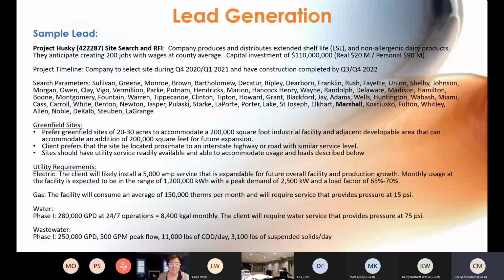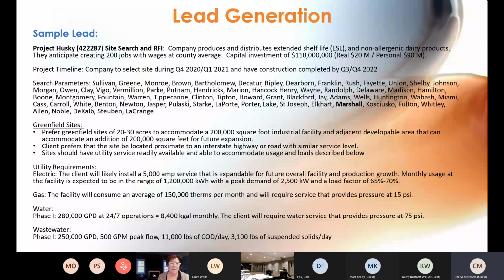So I wanted you all as elected and appointed leaders to see what an actual lead that comes into your LEDO office looks like. And this is a real life example. So one of the things that a LEDO like Laura would do is she's going to be looking throughout her inventory for Marshall County for a 20 to 30 acre site that could accommodate this building, but she's also going to be looking at its proximity to either an interstate or, as it says here, a road with similar service levels. So 31, you see a lot of truck traffic on 31.